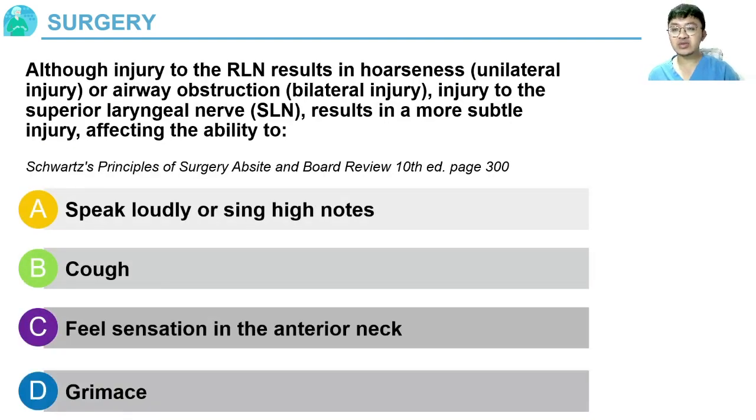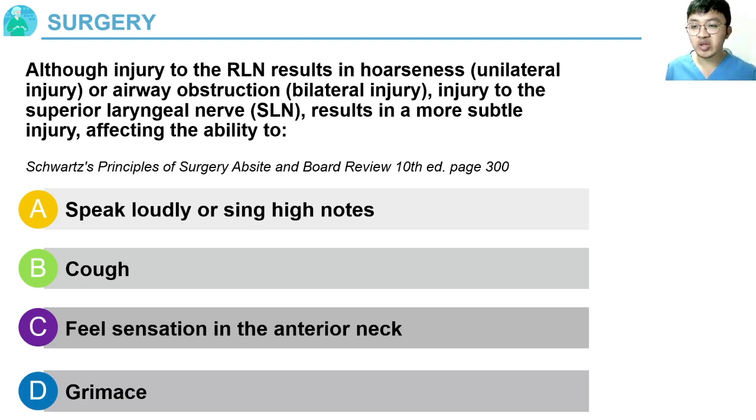Next, although injury to the right recurrent laryngeal nerve results in hoarseness in unilateral injury or airway obstruction in bilateral injury, injury to the superior laryngeal nerve results in a more subtle injury affecting the ability to: A, speak loudly or sing high notes, B, cough, C, feel sensation in the anterior neck, or D, grimace.